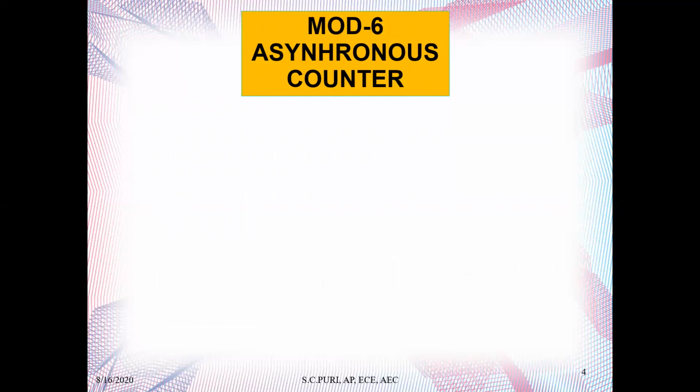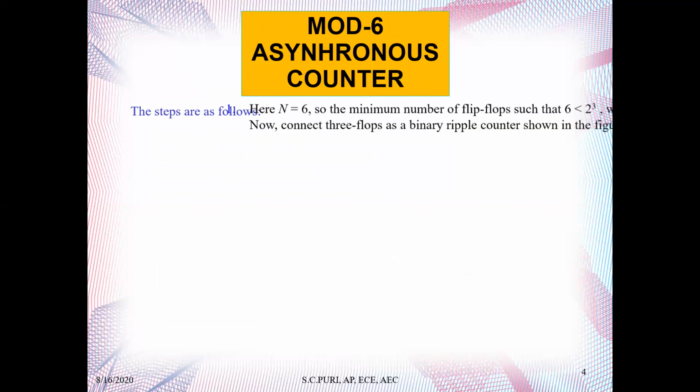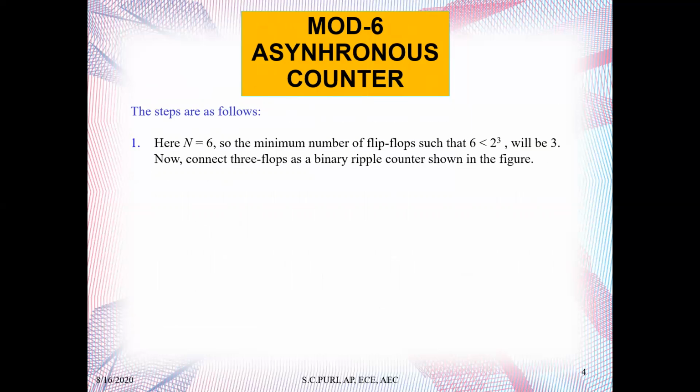The example is a mod 6 asynchronous counter. So it can count straight from 0 to 5 and again back to 0. The methodology is that in the first step, here n is equal to 6. So for the minimum number of flip-flops, 6 is less than or equal to 2 to the power of 3, so 8 is greater than 6. Therefore the number of flip-flops required will be 3. Now connect the 3 flip-flops as a ripple binary counter as in the figure. The binary number for n is 110.